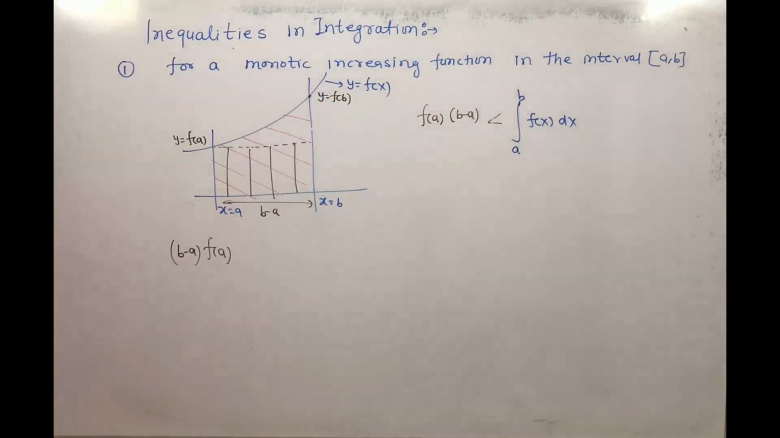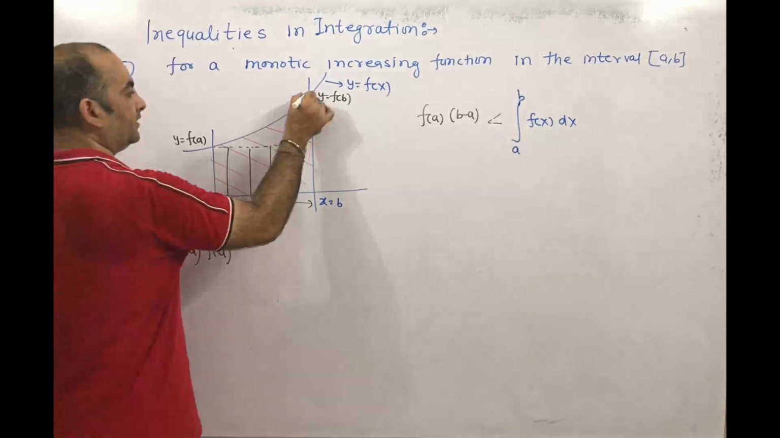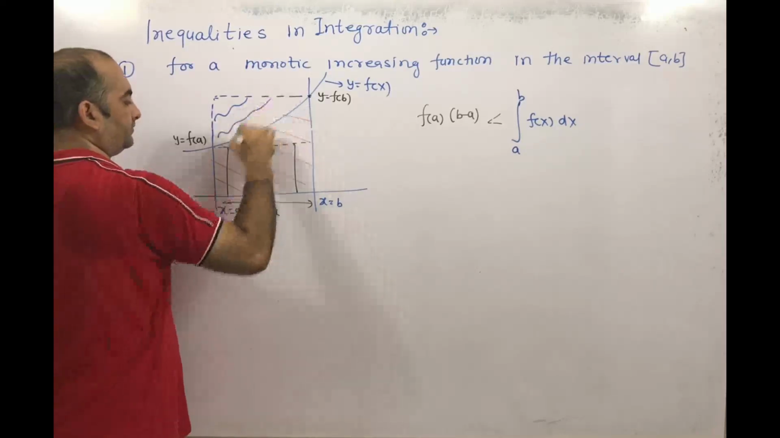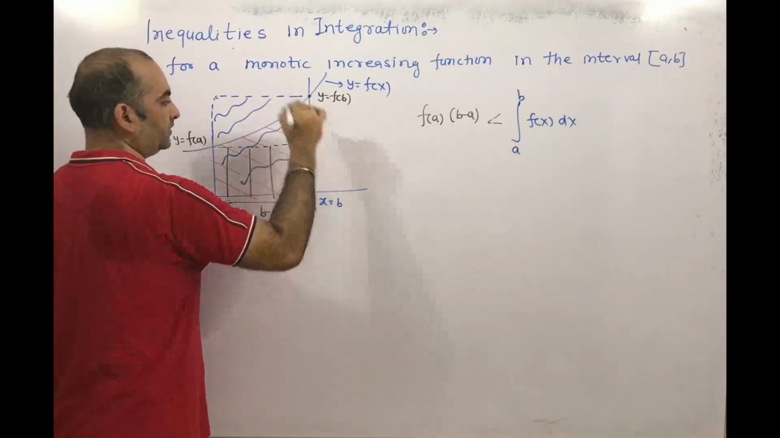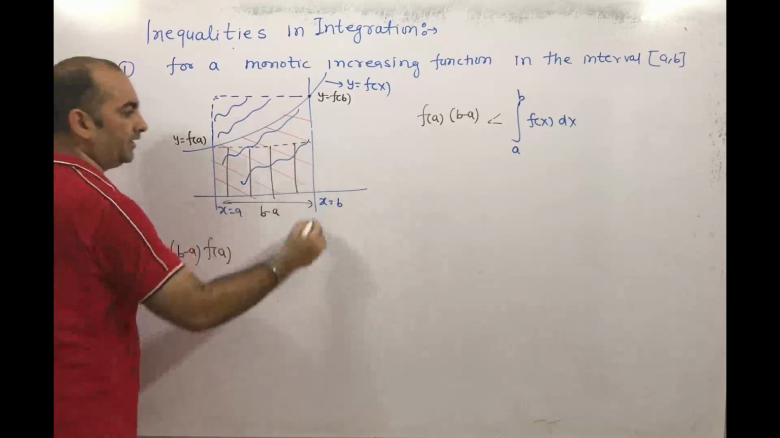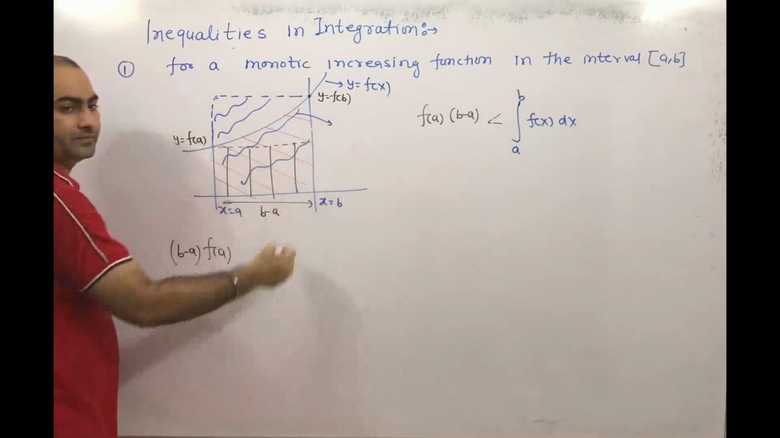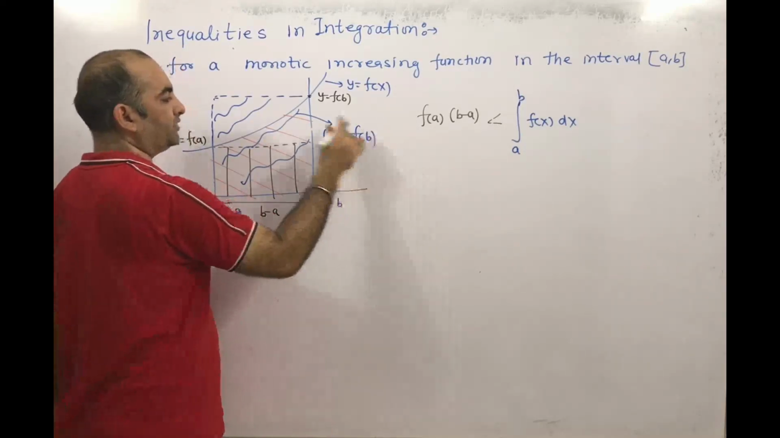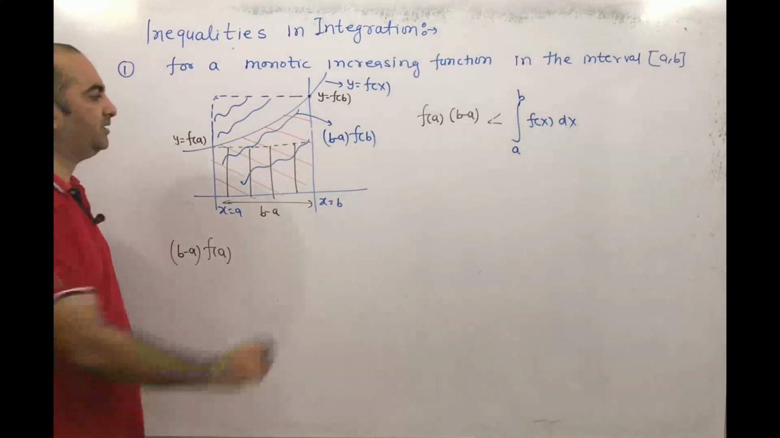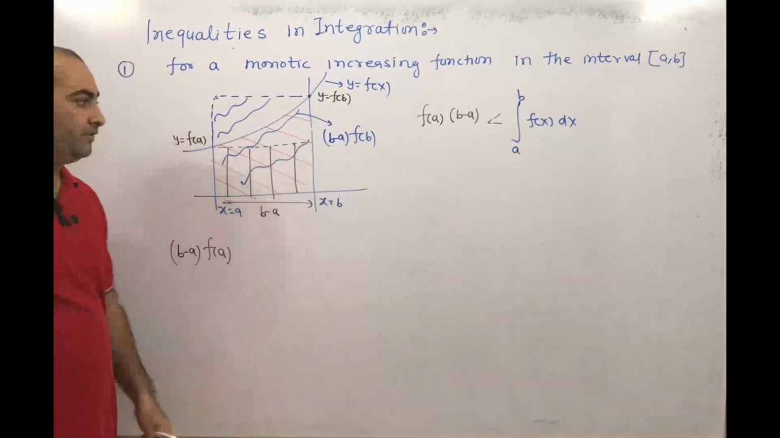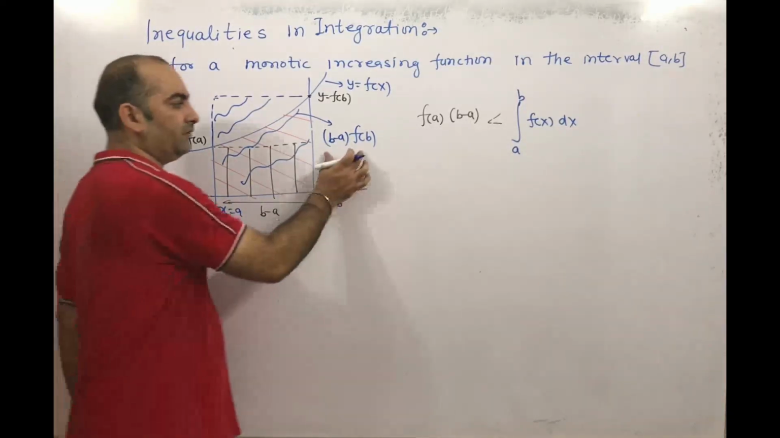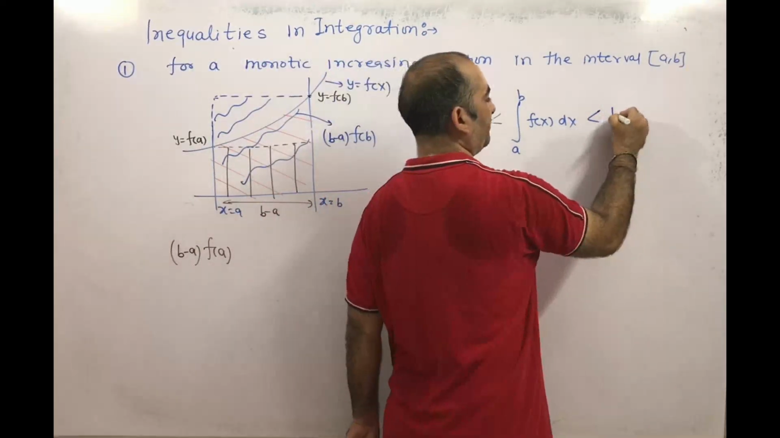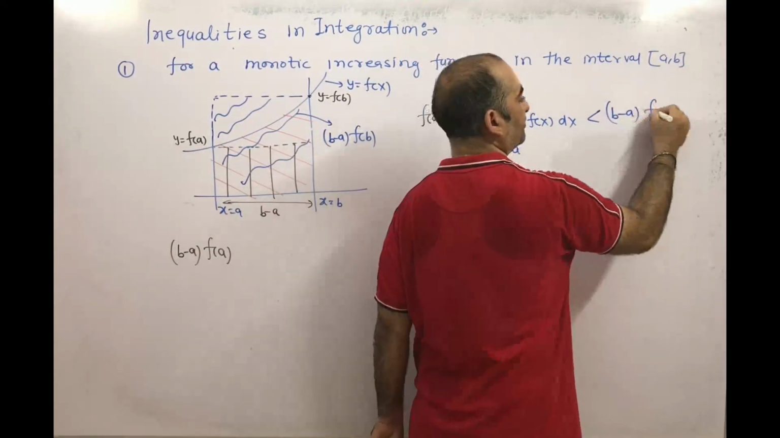Now if I take this area in blue, what is the area here? This will be the full area, width (b minus a) into height f(b), because it is a rectangle. So this area is (b minus a) f(b). From the diagram we can say that this area will be greater than this one, so the integral should be less than (b minus a) into f(b).